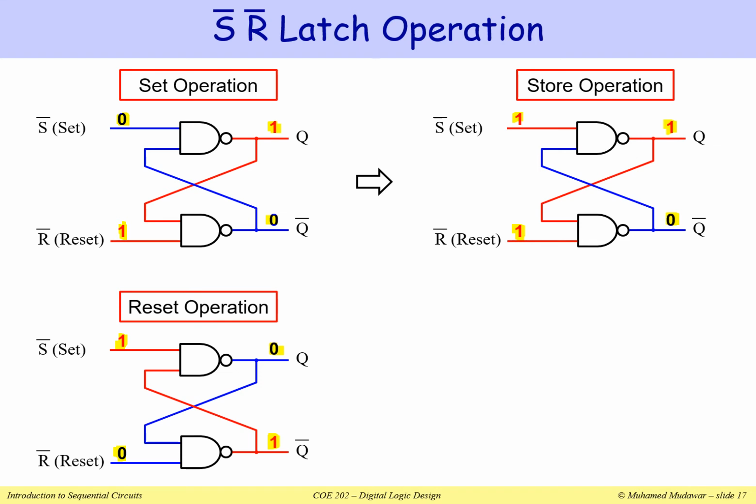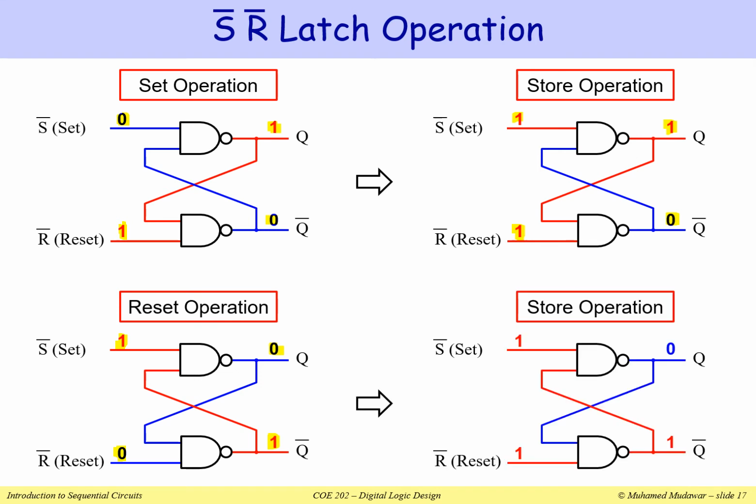And then suppose that after a reset operation, I have both inputs 1 and 1. This will keep my outputs Q and Q bar unchanged. So when the set and reset inputs are both 1 and 1, this means that we do not really want to change the outputs. This is my store operation.